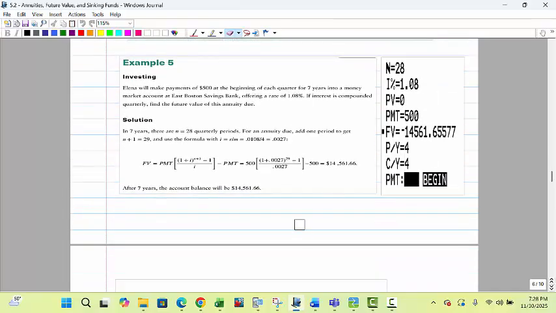So here's an example I just took out of the book. Elena will make payments of $500 at the beginning of each quarter for 7 years. So there's your clue. Interest rate 1.08%, compounded quarterly. Find the future value of this annuity due.